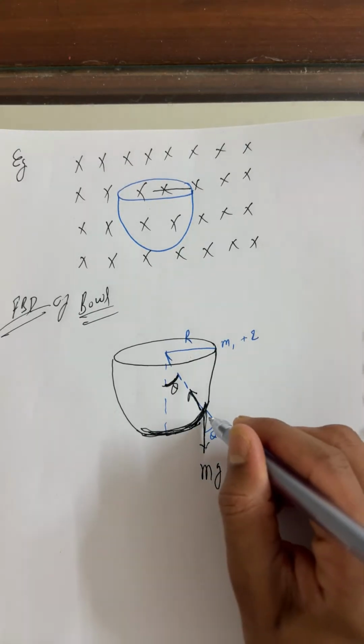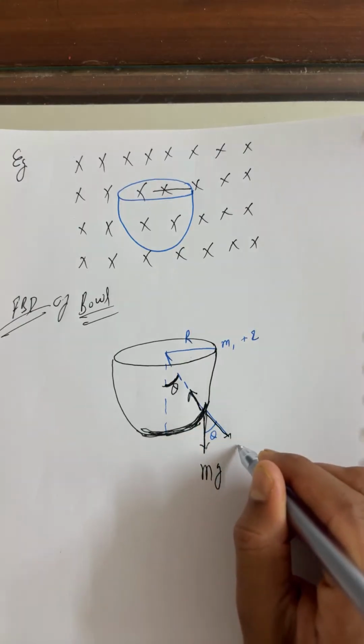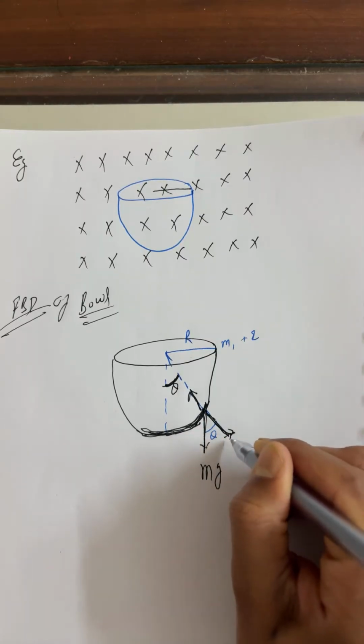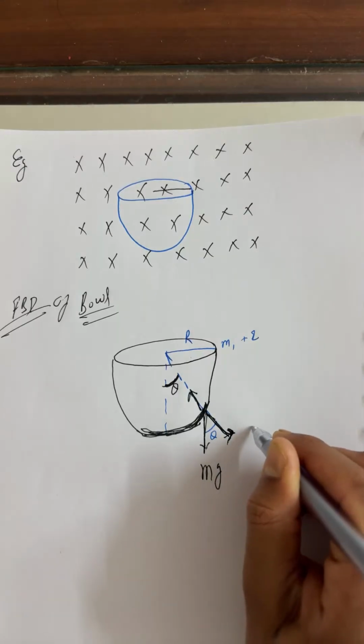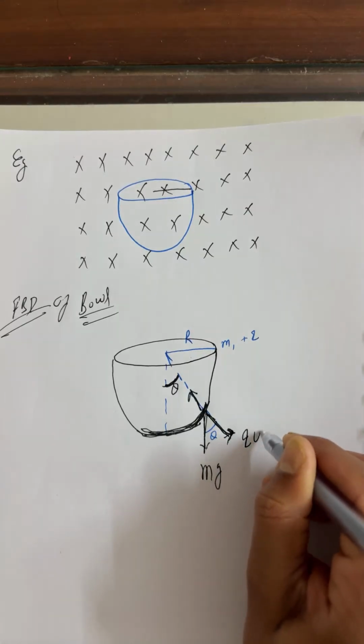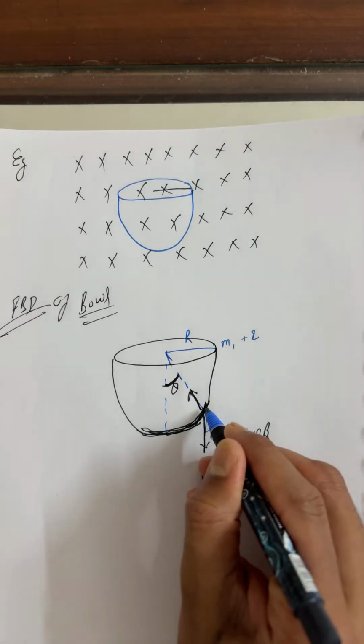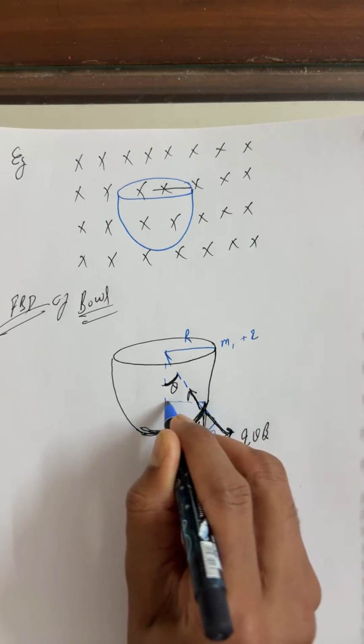The charged particle is in motion here. So you can write this is the direction of qvB. This is the normal force here. We can also take the component along the radius r, because the particle's motion is like this.